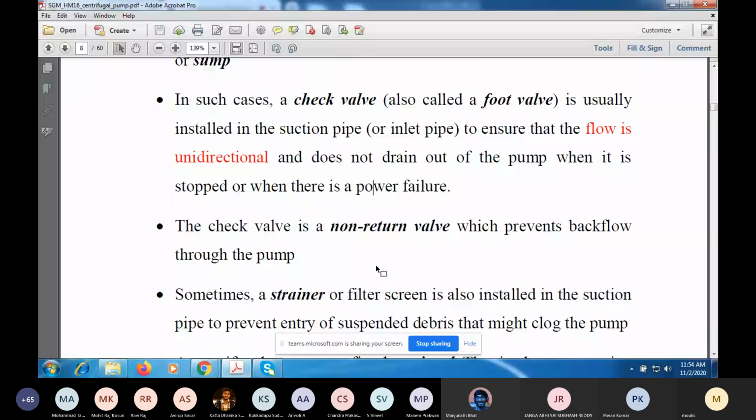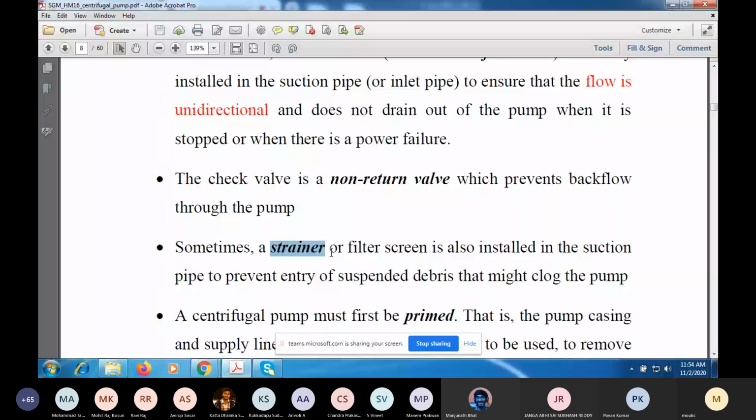Now the strainer is a kind of filter screen, which is put there because there might be some debris, some mud maybe, or pebbles, or maybe some leaves in the sump. So if it is allowed to enter the pump, it will clog the pump.